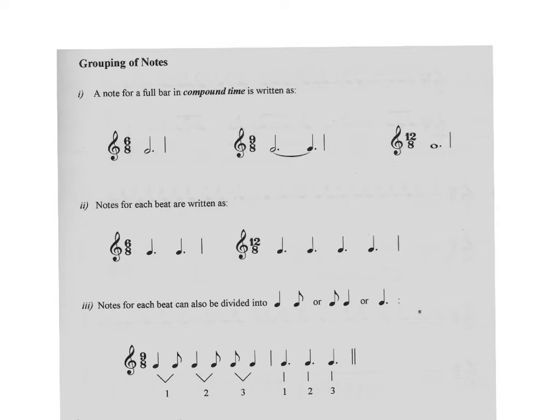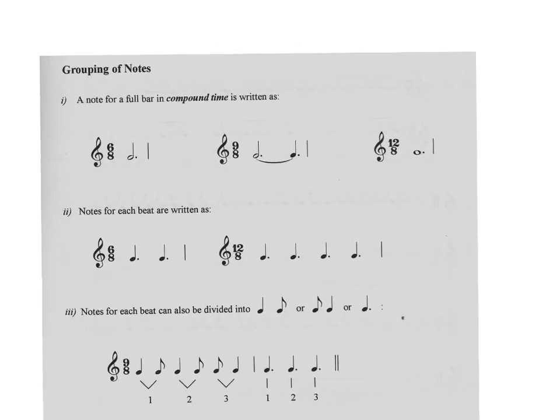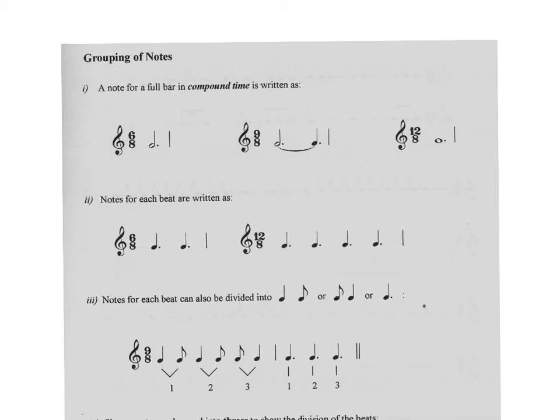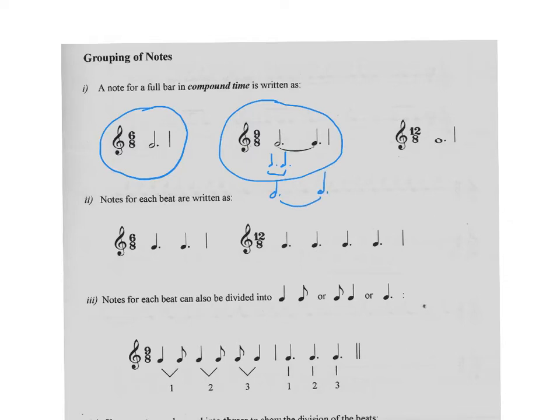Rule number 1, when it comes to grouping in compound time, is a note for a full bar in compound time is written as follows. For 6/8, we have 6 quavers, which we know, and they're written as a dotted minim. That makes sense. In 9/8, we combine the first two together. That's 1 dotted crotchet, 2 dotted crotchets. We combine them into one and we tie them to the third one. And then in 12/8 we've got our dotted semibreve.